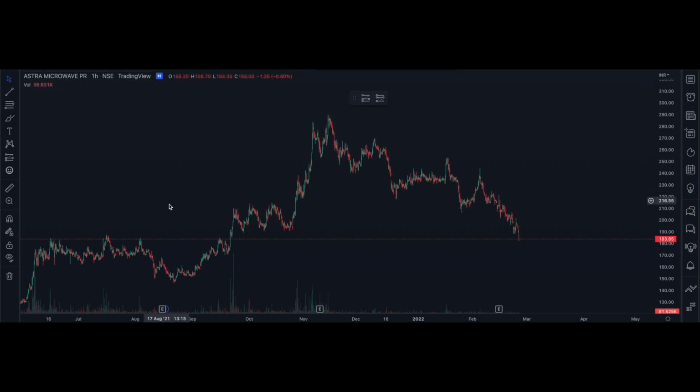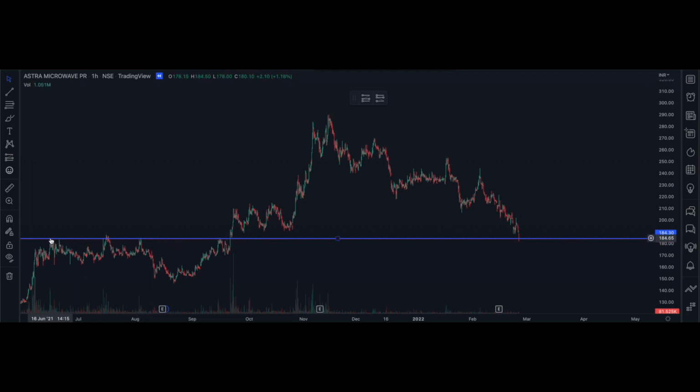Let us use this chart to understand how support and resistance levels work in the market. Now what I can observe is that in the past, this price, that is 180 rupees, was acting as an important level. I will mark that for you. You can see that this level was acting as a very important level.